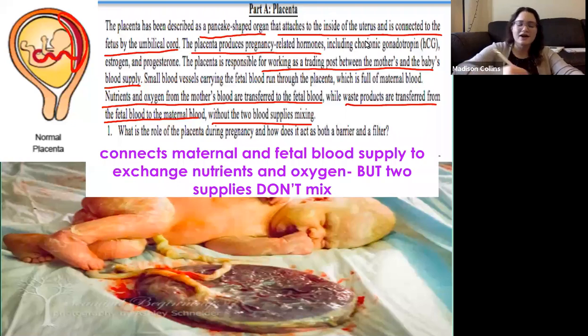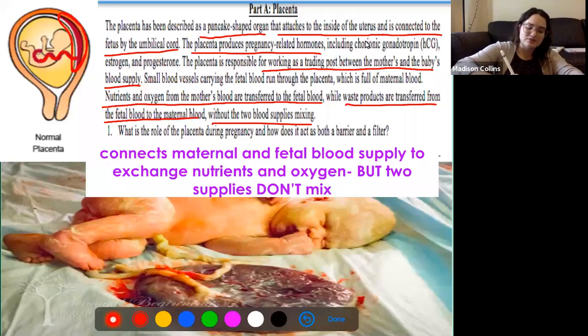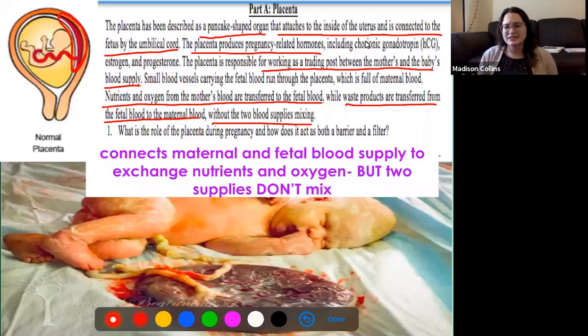Now, I've got a question for you guys. We know that this placenta is going to be involved with the exchange of nutrients and oxygen. We want to get the oxygen and the nutrients from the mother to the baby, and we also want to get rid of waste products from the baby to the mother's blood supply. So how does that happen if those blood supplies don't mix?